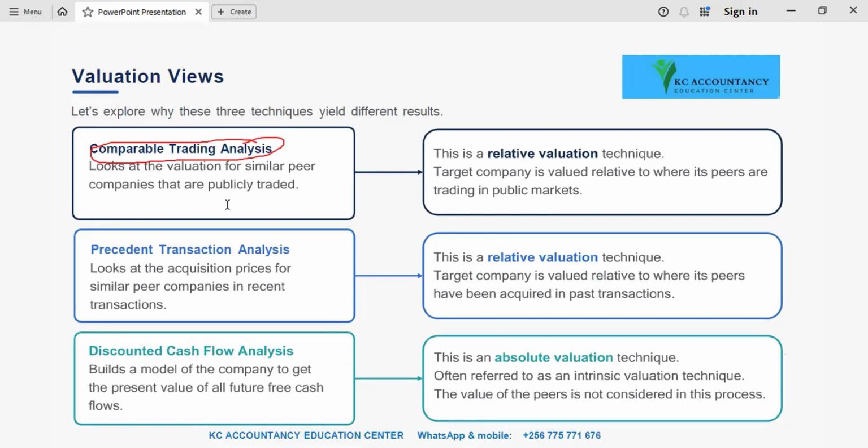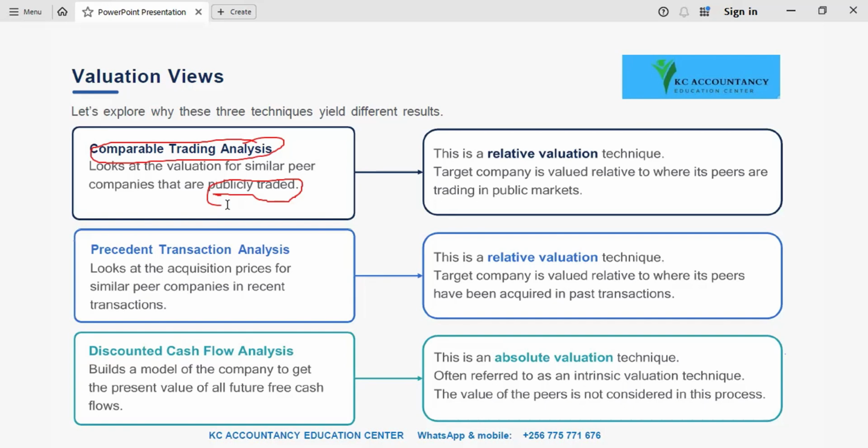Comparable trading analysis essentially looks at the valuation for similar peer companies that are publicly traded. There must be publicly traded peer companies. You may find that those peer companies are companies in the same line of production, and in the same range in terms of size.